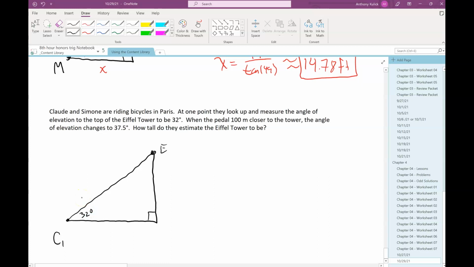When they pedal 100 meters closer to the tower, the angle of elevation changes to 37.5 degrees. How tall do they estimate the Eiffel Tower to be?